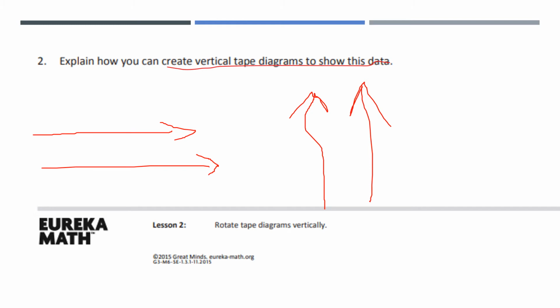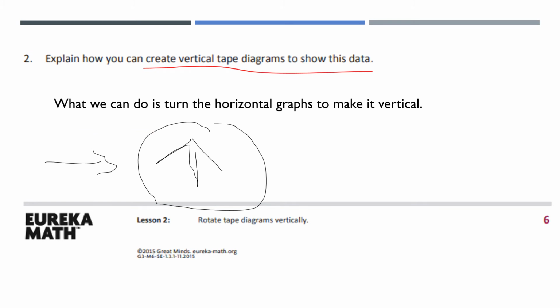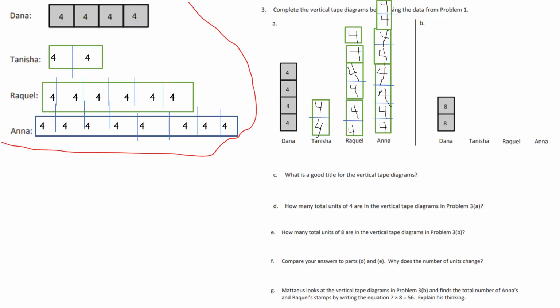All right, and I'm going to go over the answer now. So you can see what I wrote was that what we can do is turn the horizontal graphs to make it vertical. So just like we see, I even drew the picture. This was our horizontal, and we turned it vertical. We made it go upward. So this is what we had right here, and this is what we want, make it go upward. So all we're doing is rotating it. So for this problem, what you can already see, this was part of the work that we did earlier, and we're going to need that again because it says complete the vertical tape diagrams using data from problem 1.